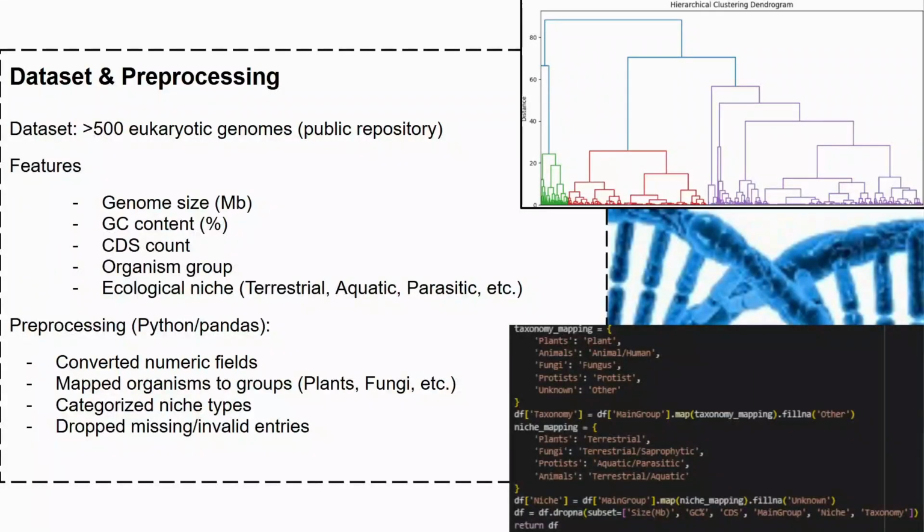For our analysis, we used a publicly available dataset with information on over 500 eukaryotic genomes. The dataset included genome size in megabases, GC content percentage, CDS count, organism group, and ecological niches such as terrestrial, aquatic, or parasitic. We cleaned the data using pandas in Python, which involved converting all numeric fields properly, mapping organisms to broader groups such as plants, fungi, animals, protists, categorizing niche types like terrestrial, aquatic, parasitic, etc., and dropping entries with missing or invalid values. This gave us a robust dataset ready for statistical and machine learning analysis.